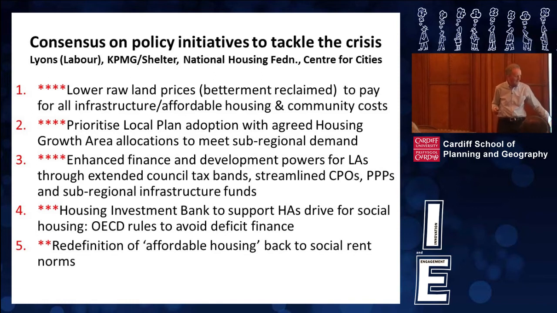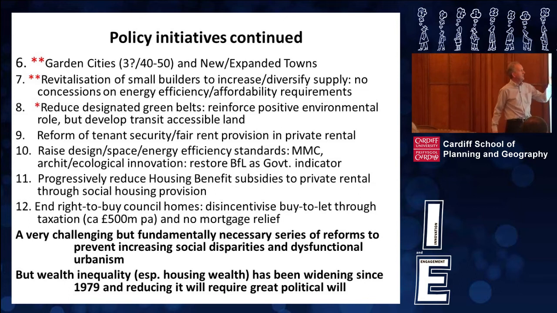A redefinition of affordable housing, I put back to social rent norms. That's a bit utopian, but certainly below 69%, which is what we're seeing in London. Garden cities, yes, but new and expanded towns as well. You know, we really should be revising that kind of idea. The revitalization of small builders to diversify supply, but not allowing them to get away with no affordability and no energy efficiency, which is what's happening under current rules. And this is really important for rural areas, this particular element. And then taking on the green belts and reinforcing their positive environmental role, but developing areas which are very accessible.